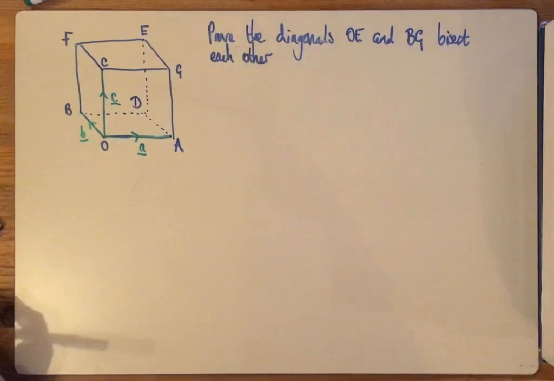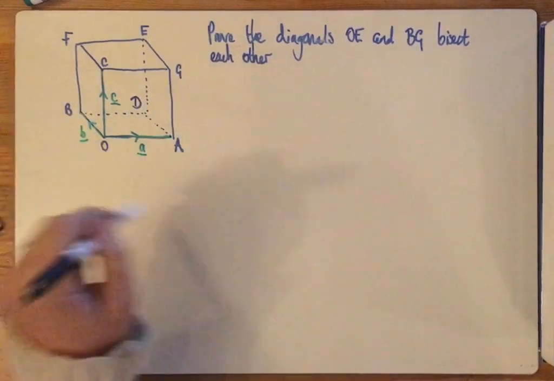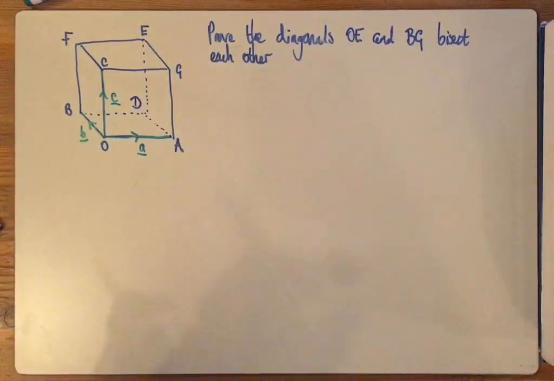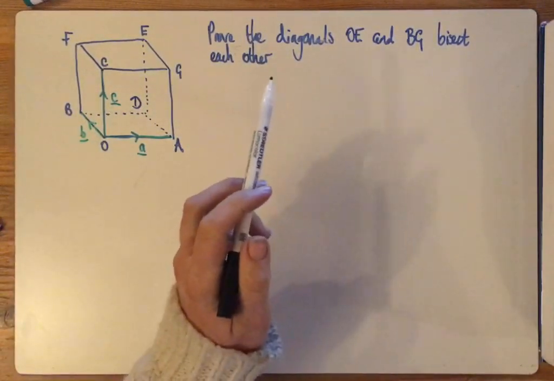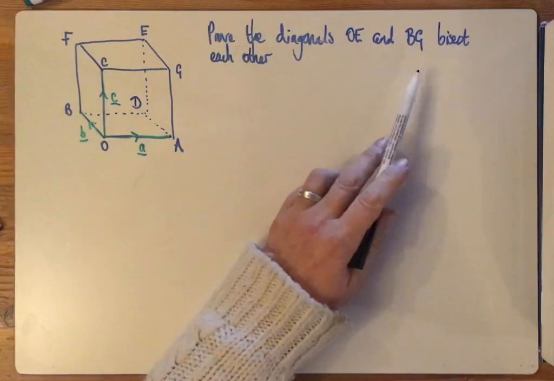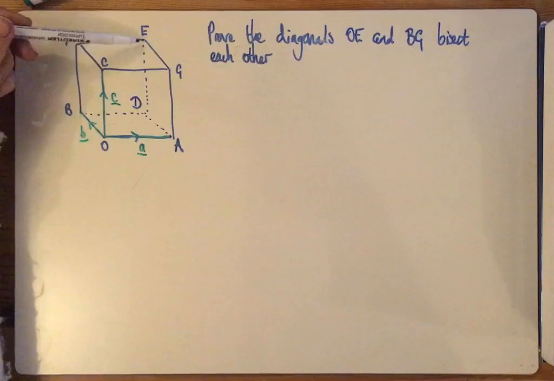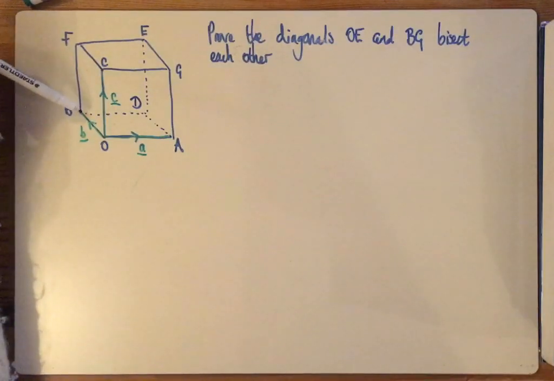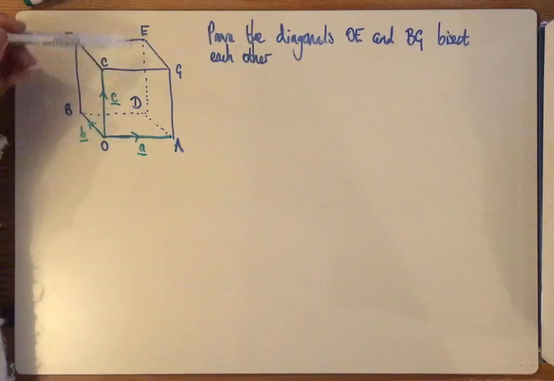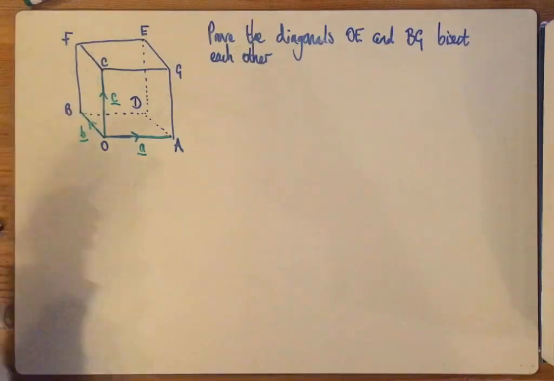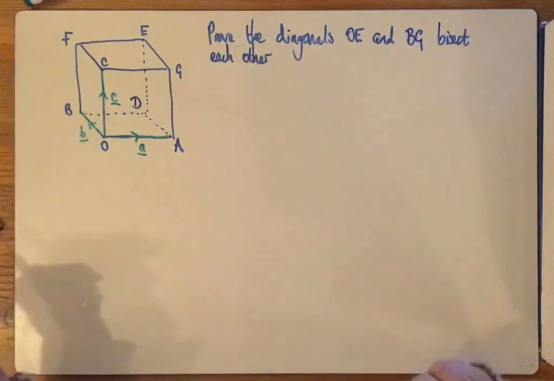Okay, you may not like this example quite as much. So we have a cube, or cuboid, no, cube, sorry, and we want to prove the diagonals OE and BG bisect each other. So we've got a diagonal going from O to E, a diagonal going from B to G, and we want to show that they intersect and split each other in half.